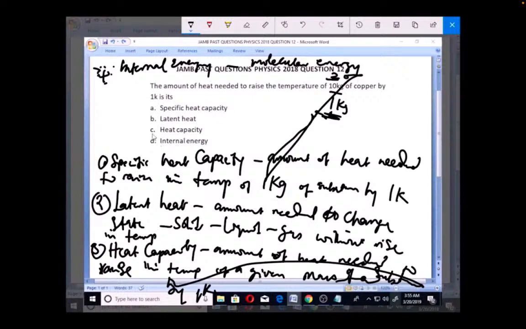So from these definitions, we can see that C is the right option, because heat capacity is the amount of heat needed to raise the temperature of a given mass, say 10 kg, it could be 20, it could be 30, it could be 100 of copper by 1 Kelvin. But if this mass is 1 kg, then it will be specific heat. So whenever you hear the word specific, we're talking about 1 kg. But once it's more than 1 kg, we'll talk about heat capacity. And that is the answer to the problem. Option C. Thank you.